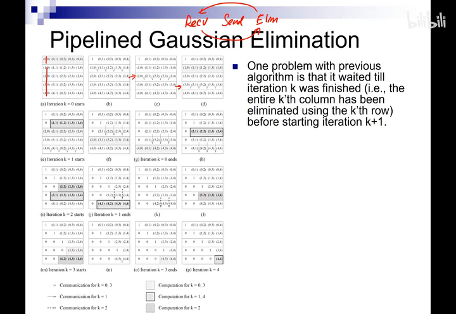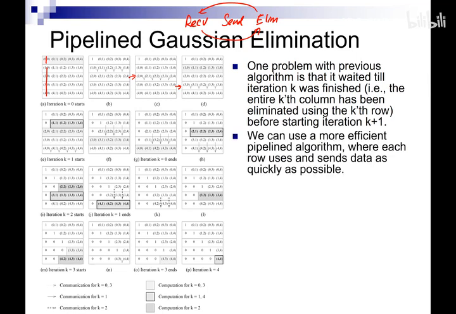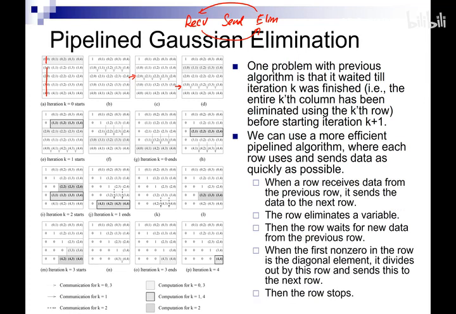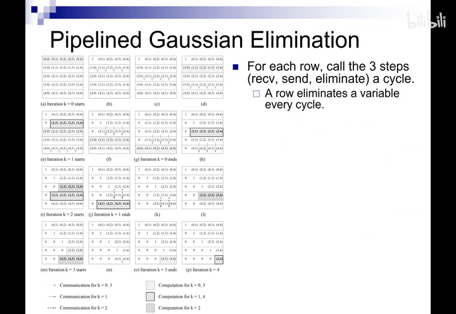That's what every process does. It waits to receive the first batch of data, and then it sends it to the next process, and then uses that batch to eliminate. And then as soon as it's eliminated, it'll receive the next batch of data, send it off, eliminate again, and so on. That is what's happening in this algorithm.